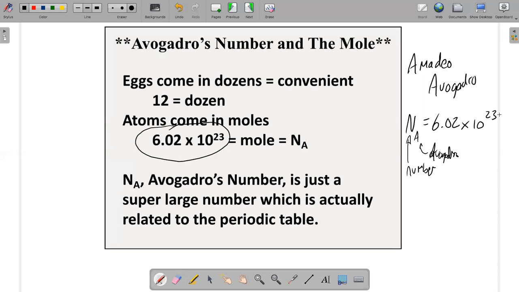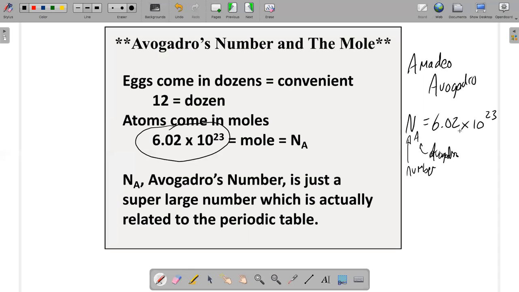That's Avogadro's number. Okay, so what does Avogadro's number mean? We count things in different quantities. Like 12, you call that a dozen. So if you have a dozen of something, you have 12 of it. Well, if you have a mole of something, you have this many, 6.02 times 10 to the 23rd. It's a much larger quantity. See, atoms are very, very tiny.